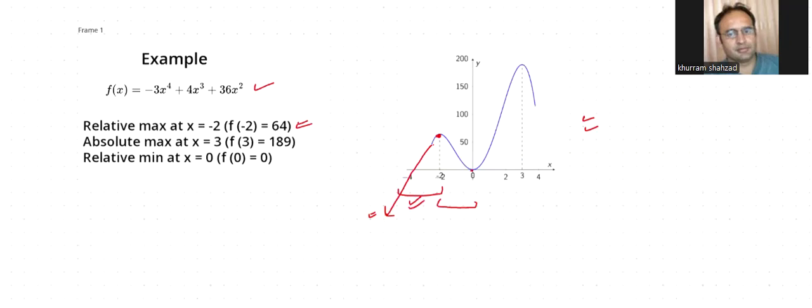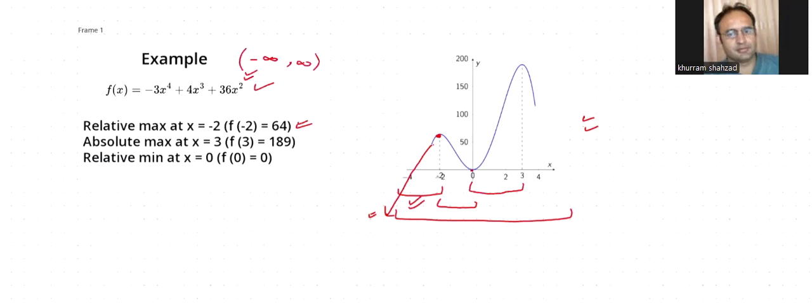For this part of domain, this maximum value is the relative maximum value, which is 64, and minimum value is 0. Similarly, you can check the relative minimum and relative maximum value for this part of domain or any other which you want to discuss. Now, if we consider the whole part of domain, the domain of this function is from negative infinity to plus infinity.